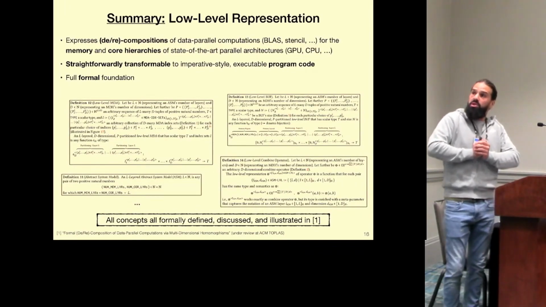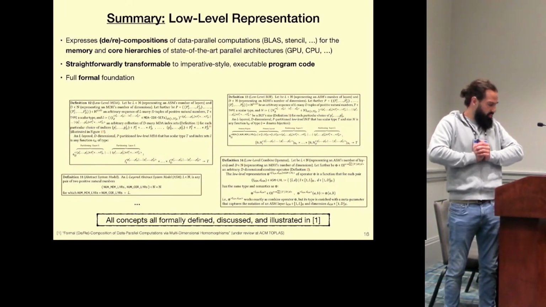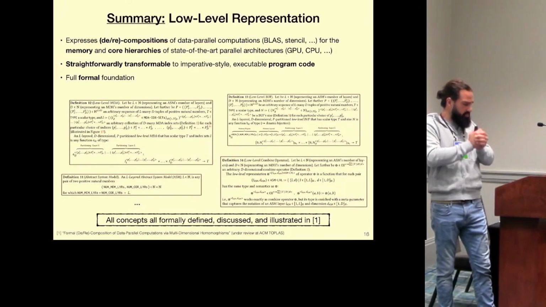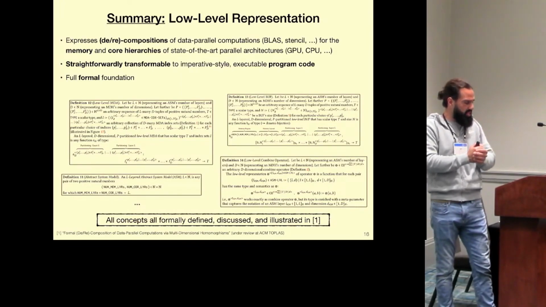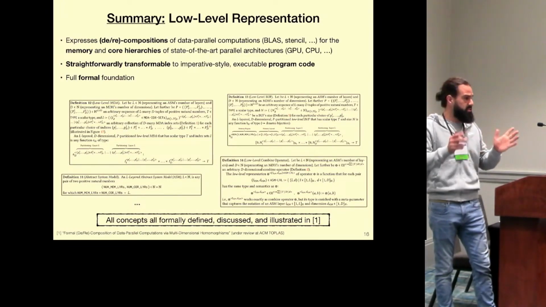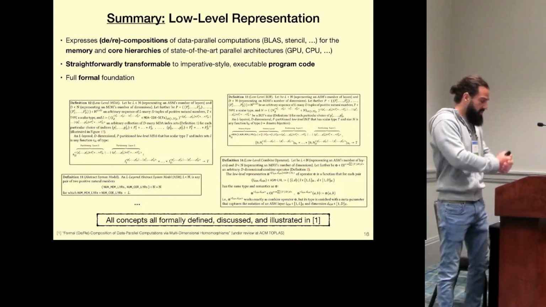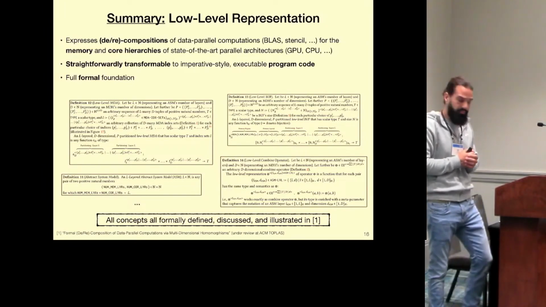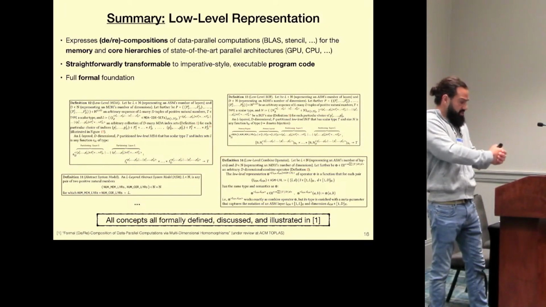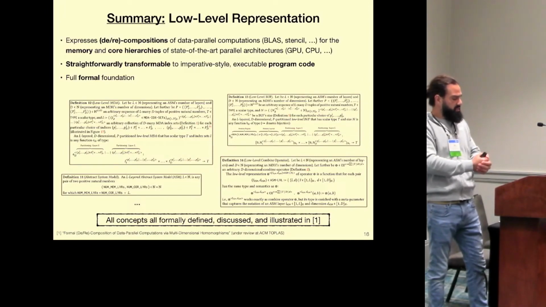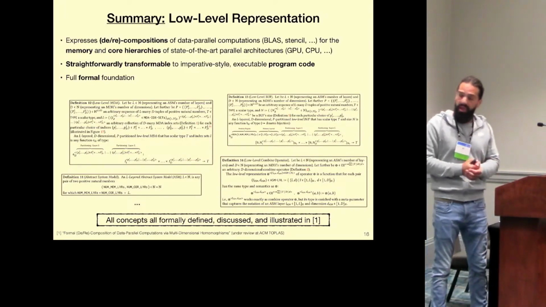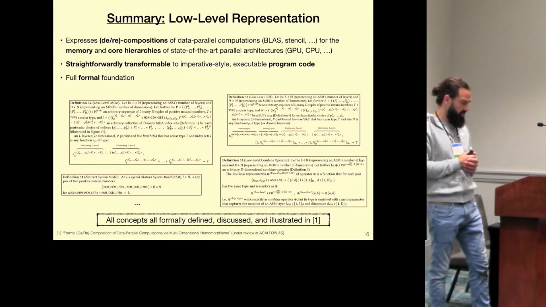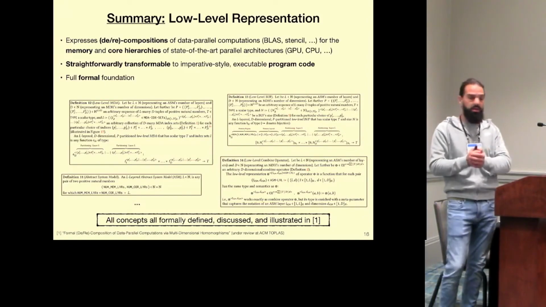That's all I can say about the low-level representation here. So to quickly summarize, the major goal of this low-level representation is, okay, we want to explicitly express decomposition of data parallel computations of any kind, no matter BLAS, stencils, or other kinds of data parallel computations, for the memory and core hierarchies of state-of-the-art parallel architectures, GPUs, CPUs, and so on and so forth. It can be straightforwardly transformed to imperative-style executable program code. And again, as for our high-level representation, it's based on a full formal foundation, and all these formal concepts are defined, discussed, and illustrated in our paper here.